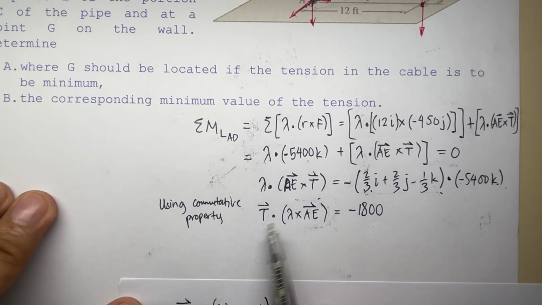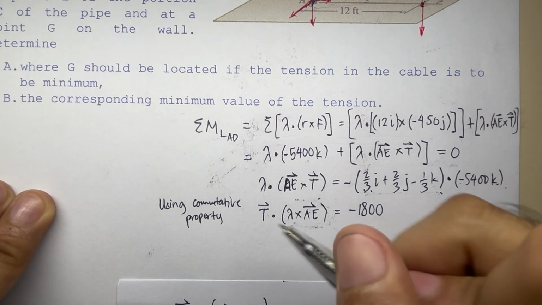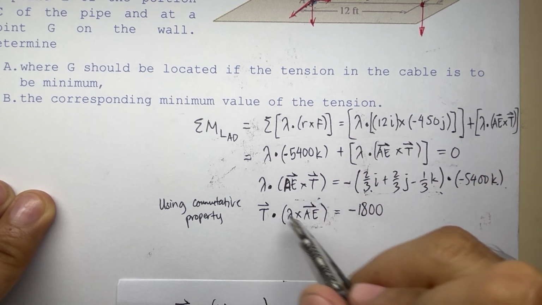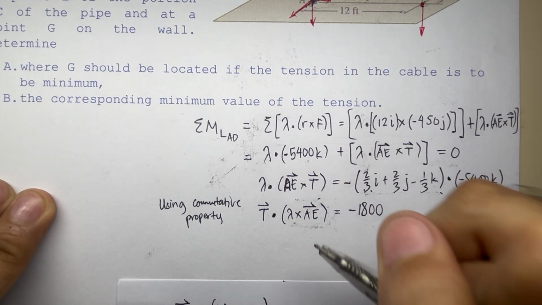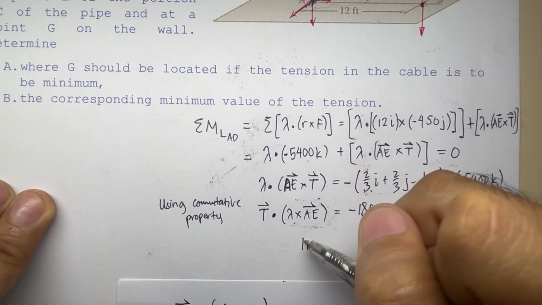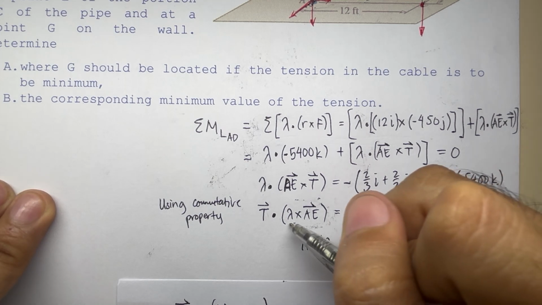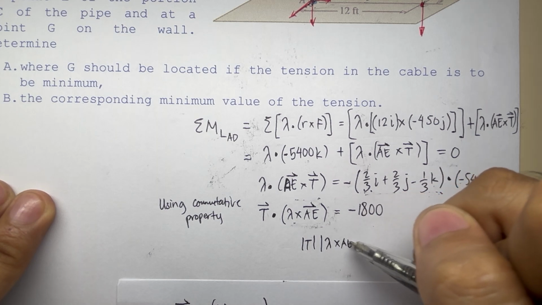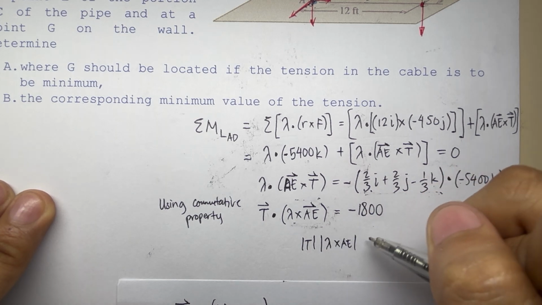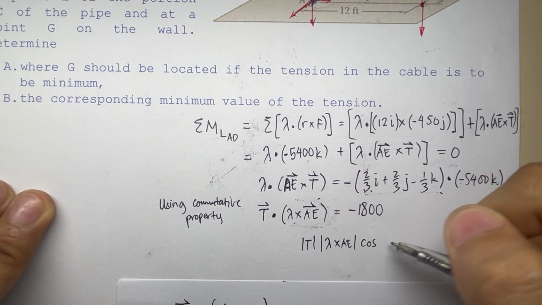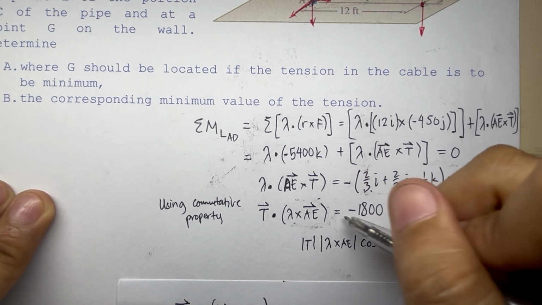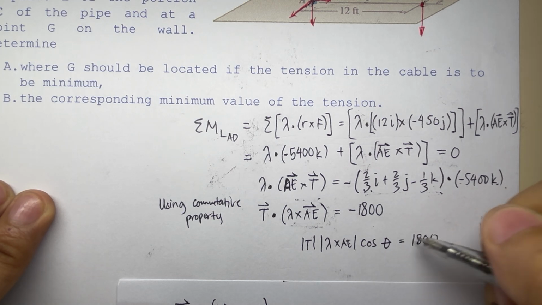Looking at this expression, we have T dot product with this vector. For the dot product, if we want the magnitude, we take the magnitude of T multiplied by the magnitude of this vector, lambda cross AE, multiplied by, since we have a dot product, cosine theta. And that is equal to negative 1,800.